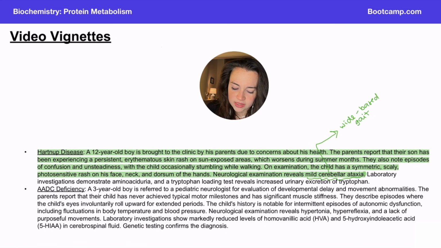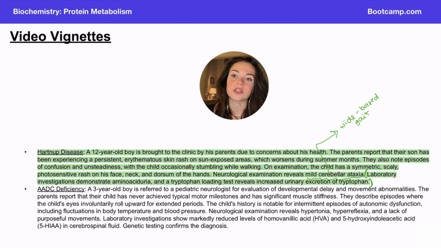And then laboratory investigations are demonstrating amino aciduria, and a tryptophan loading test reveals increased urinary excretion of tryptophan. So they might give you that last line and ask you for the diagnosis, or they might just give you the clinical picture because it's specific enough and ask you to predict what you might see on lab findings. And you'll see that a lot across Step 1.